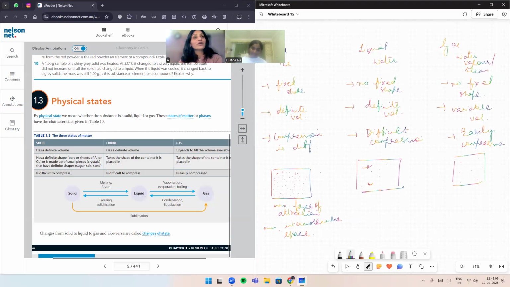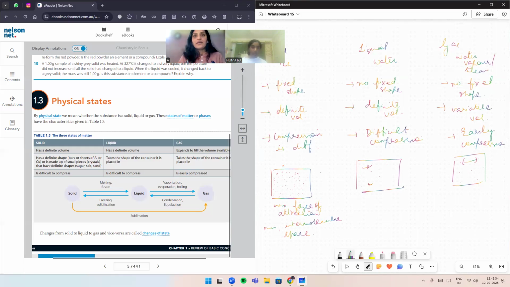And when we are talking about the gaseous state, we have so much of space. So there is the least force of attraction and the maximum distance. So it can be compressed easily, right? There is less force involved and the distance is too high. So that's the reason why gases are very compressible.